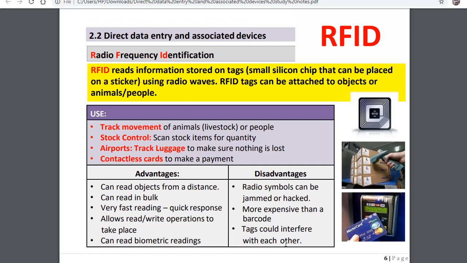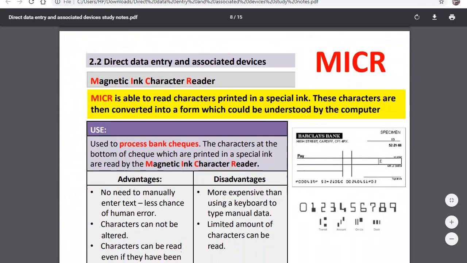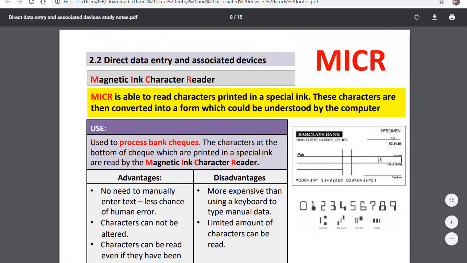Okay, then we're having the MICR. MICR is an abbreviation for Magnetic Ink Character Reader. MICR is able to read characters printed in special ink. These characters are then converted into a form which could be understood by the computer.